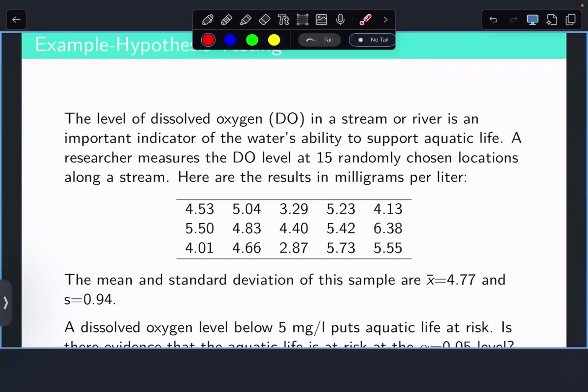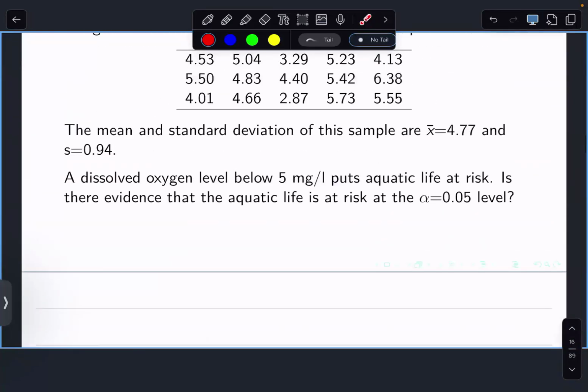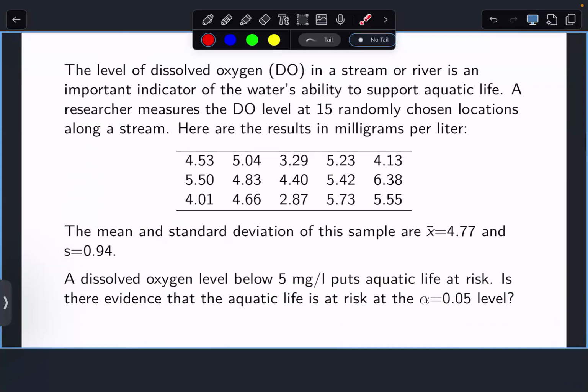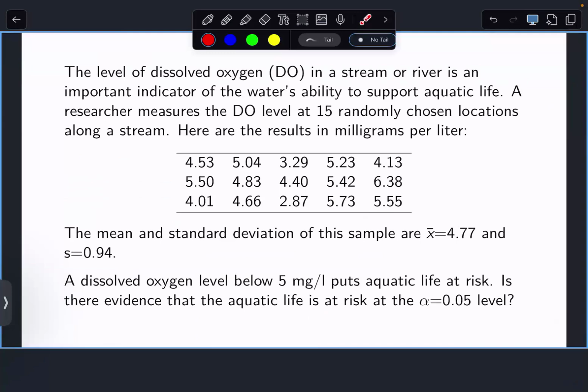I want to start with an example of hypothesis testing because, as we know, those steps are way more rigorous than confidence intervals. Okay, so I've got this example here, and we're going to work through it. The level of dissolved oxygen, DO, in a stream or river is an important indicator of the water's ability to support aquatic life. So as you can imagine, there are a lot of these measurements happening all around the valley where they have to make sure that the water is actually livable for all our creatures.